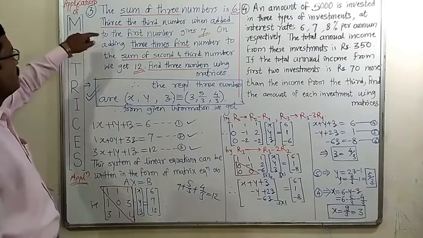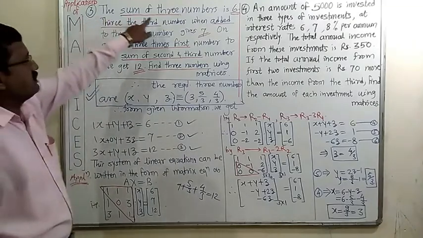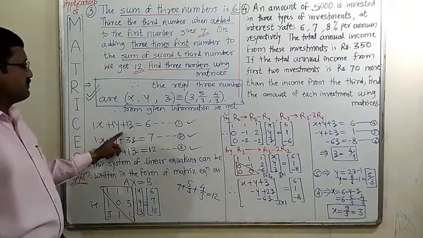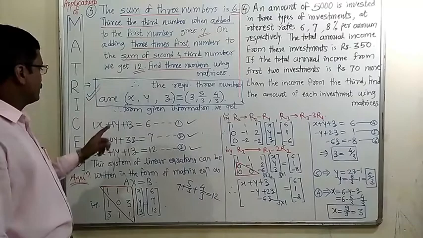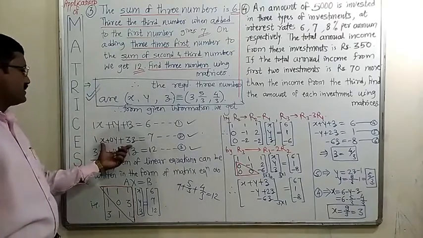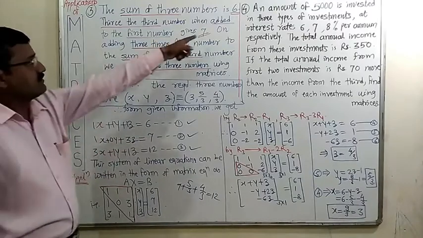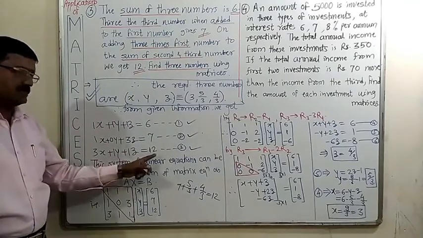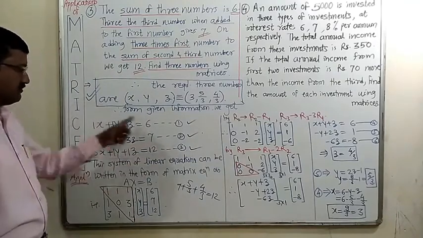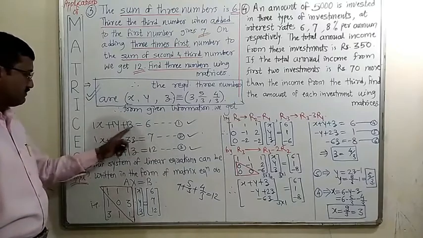Once again, revise the solution. In this example, the sum of three numbers is given as 6, so we get x plus y plus z equal to 6. The third number when added to the first number gives 7. And on adding 3 times the first number to the sum of the second and third numbers gives us 12. So we get these three linear equations in three variables x, y, z.